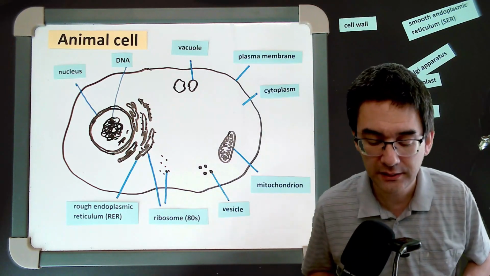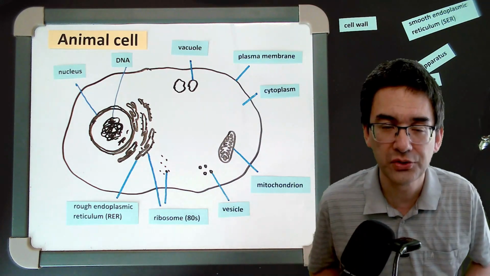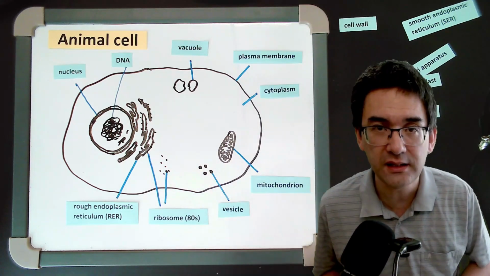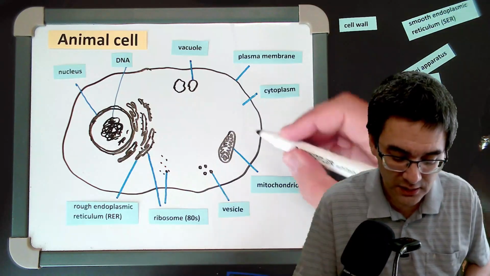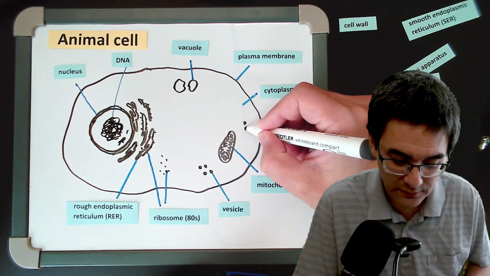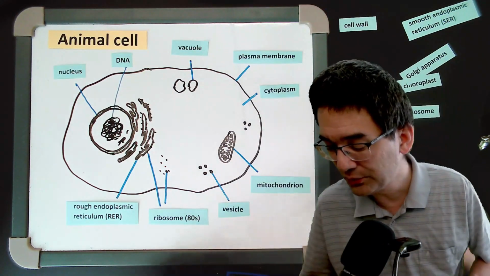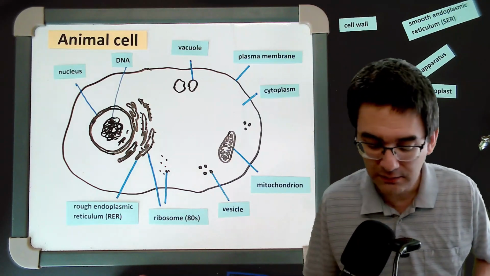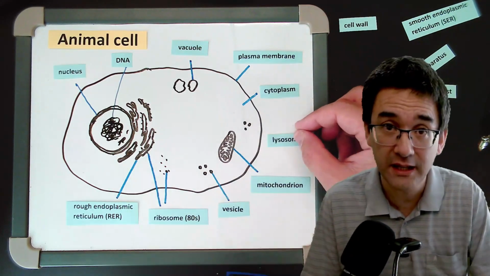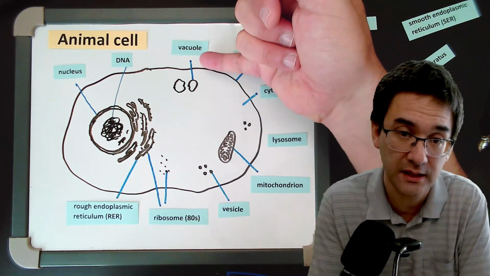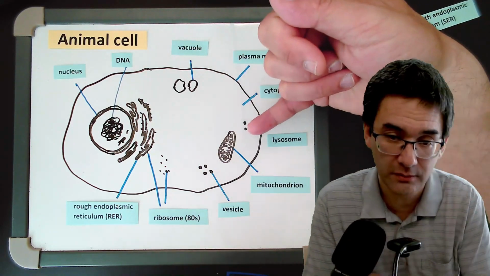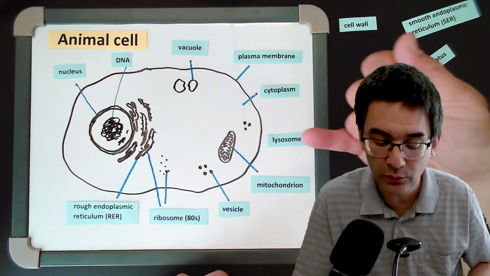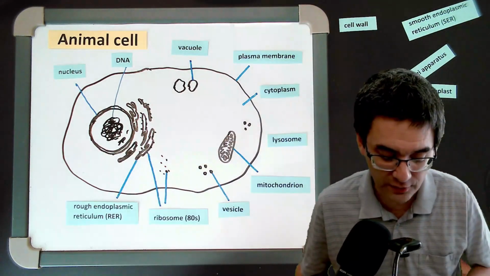And there are also other little structures like these that contain digestive enzymes. They look very similar to those vesicles. I'm going to draw them over here. And because they contain digestive enzymes, because we're talking about an animal cell, when, for example, the cell has taken in some food, those lysosomes, that's what they're called, will contain digestive enzymes to digest the food.